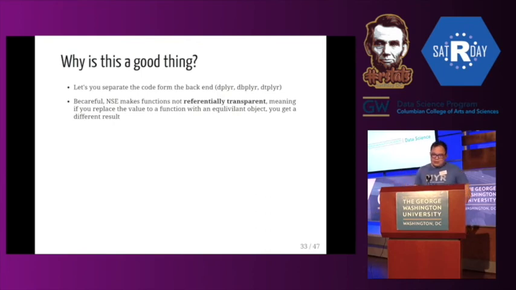The scary thing is this NSE makes functions, I cannot pronounce this word, referentially transparent, meaning that if you put in different values that are really the same, like equivalent objects, you get a different result, right? So if I put in x and y, I'll just get x and y, even though they could theoretically be assigned to the same value.